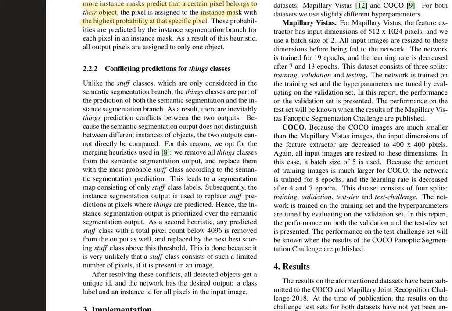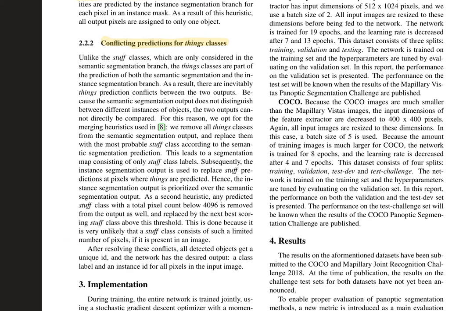The second problem is conflicting predictions for things classes. The solution they propose is this. First, they look at the semantic segmentation output, and then they remove all things classes from them and replace them by the most probable stuff class. And then on whatever pixel things are predicted in the instance segmentation module, those basically will replace the semantic segmentation outputs. And there's also this other heuristic, which means that any predicted stuff class with a total pixel count below this number is going to be removed and replaced by the next best scoring stuff class that has been above this threshold.